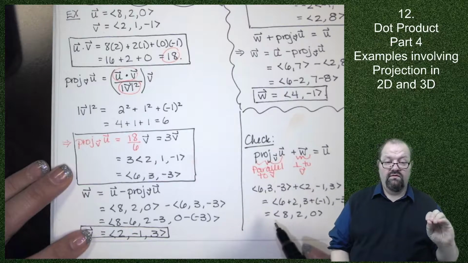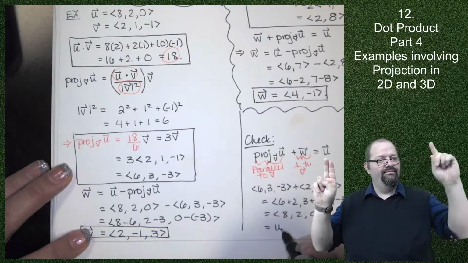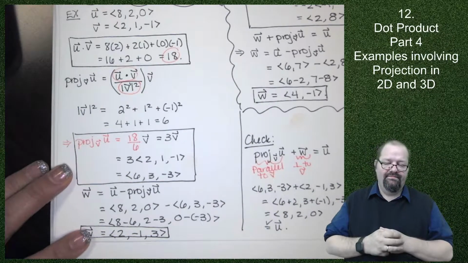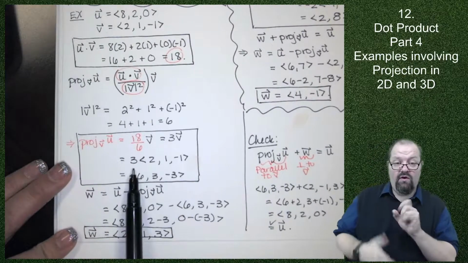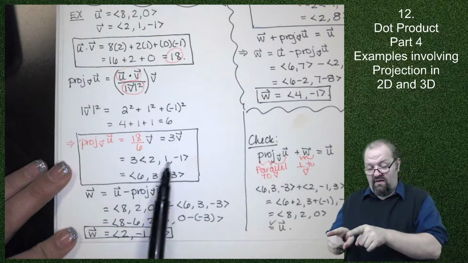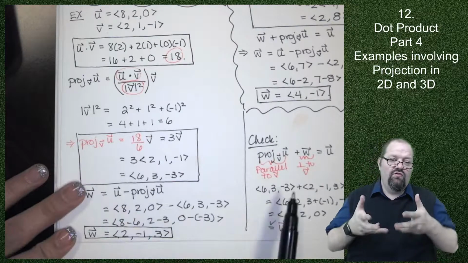Is that U? Oh, it is. That's good. That's U. It checks out. So these are the parts of U, one that's parallel to V, which is 3 times V, and then there's the rest of U. You add these two together and you get U back.